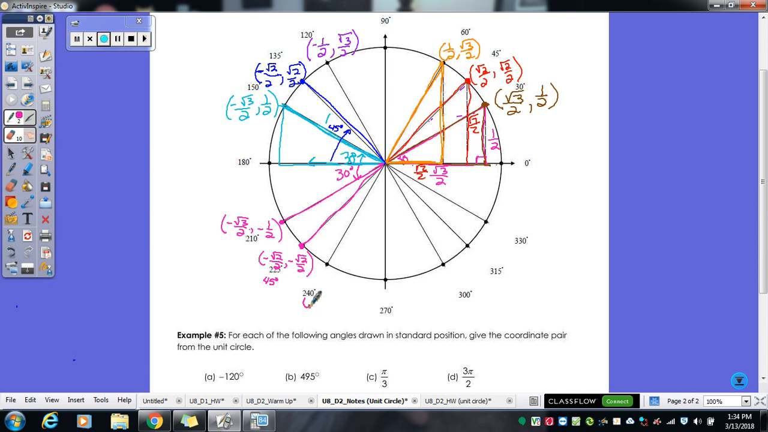And then the 240, you'd have a reference angle of 60. So it's negative 1/2, negative radical 3 over 2. The y's are going to be negative. So 330, what would be our reference angle for that one? 30. So that means it's going to be the same coordinates as 30, but only your y is going to be negative. So it's radical 3 over 2 comma negative 1/2.